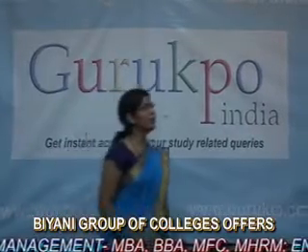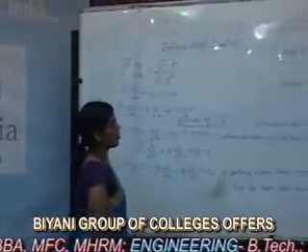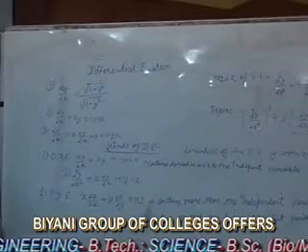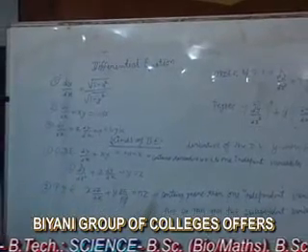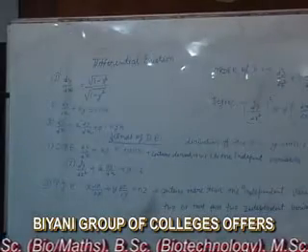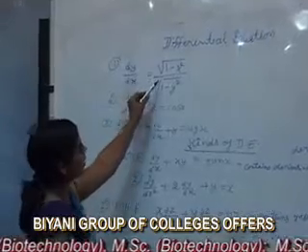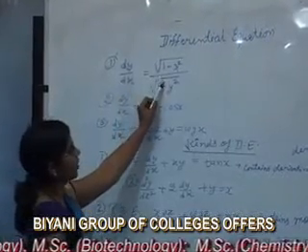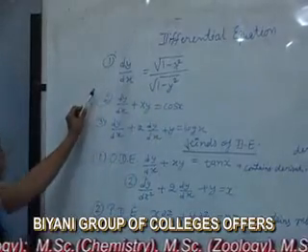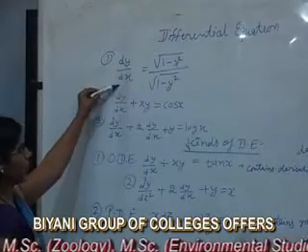Today I am going to deliver a lecture on differential equations. First I will start from the introduction. Definition of differential equation: an equation which contains the derivative of the dependent variable y with respect to the independent variable x is known as a differential equation. For example, dy/dx = square root of (1 - x²) divided by square root of (1 - y²). Here in the example, y is the dependent variable and x is the independent variable.